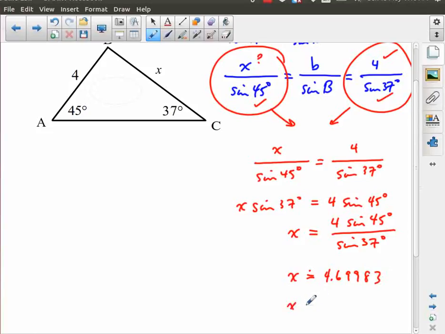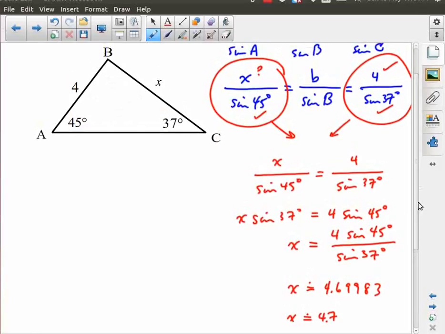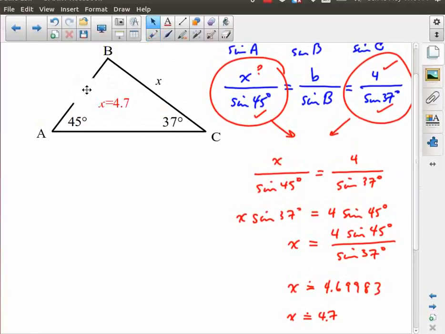I think I'll round this to one decimal place, so that would be equal to 4.7, and that's approximately equal to. And if we take a look back at my original, I actually have the answer here waiting for us, and that is approximately 4.7, which is correct.